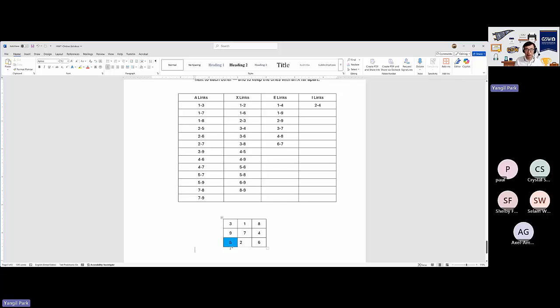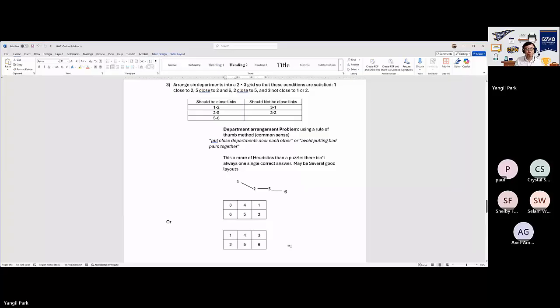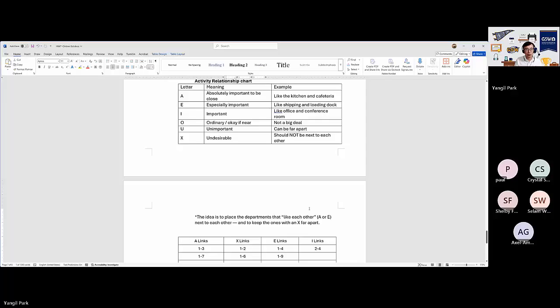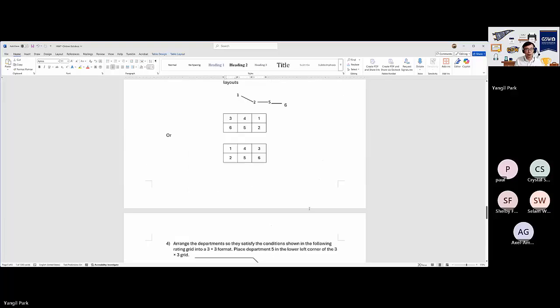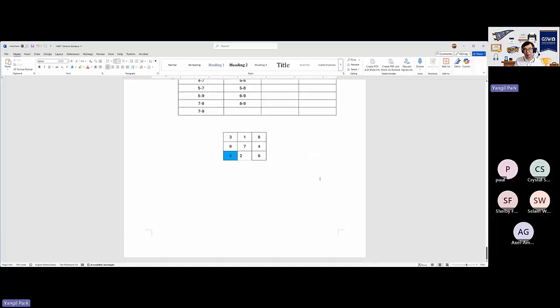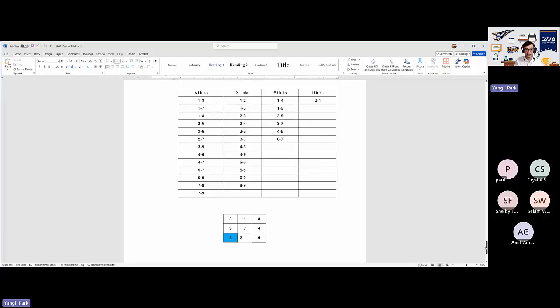One condition is that department 5 must be at the bottom. Where is that located? I think they have said so. Yeah, right here: place department 5 in the lower left corner. So that's the one condition. It kind of gives you a hint, right? So that's why you put 5 there. Then you go from there.